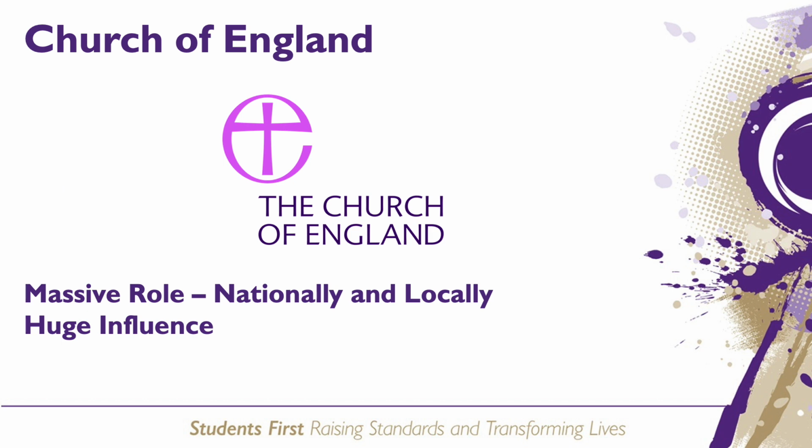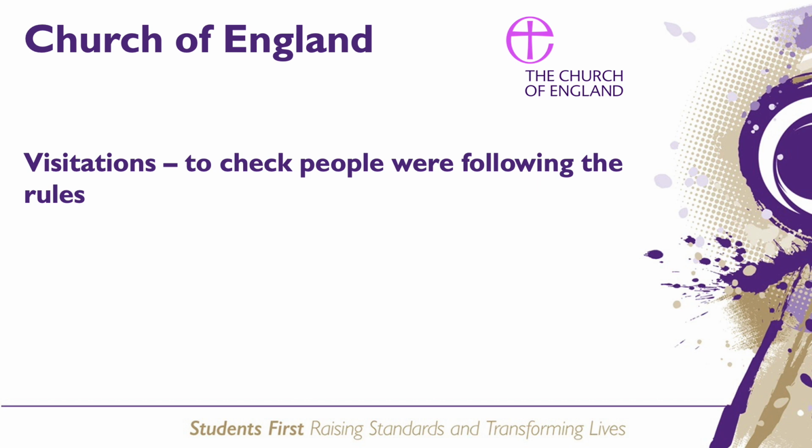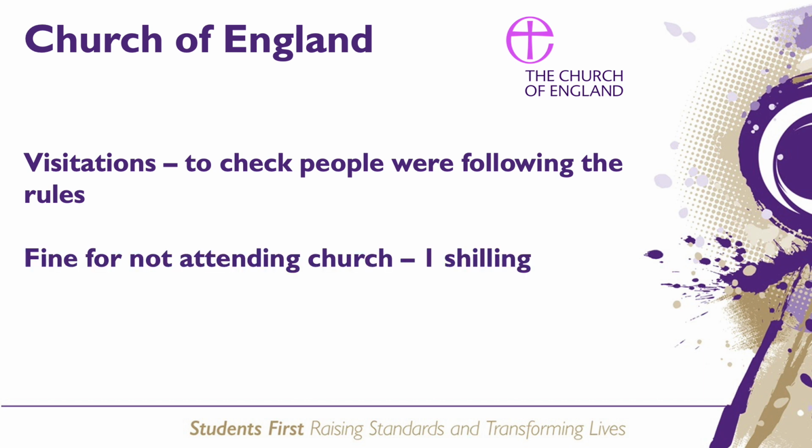Another way the religious settlement was enforced was through the Church of England. Now, the Church of England played a massive role nationally and locally, so they had a big influence. They conducted visitations, which were visits to churches to check that they were following the religious settlement. Anyone in the church that wasn't following the settlement lost their post, and any people that refused to attend the new church services were fined 1 shilling.